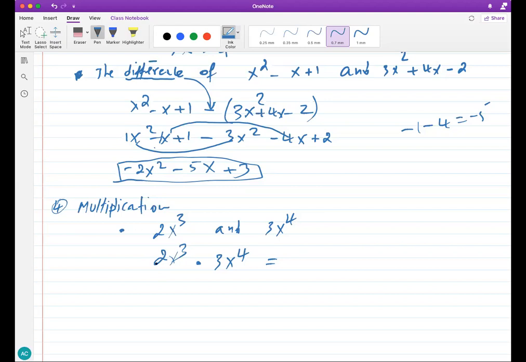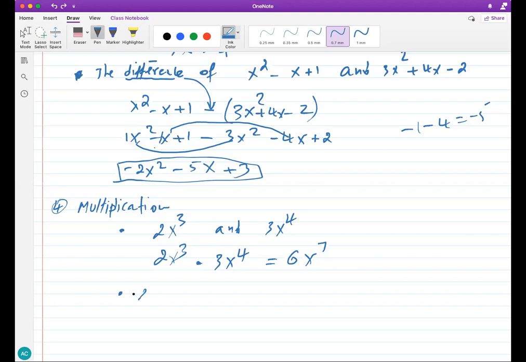6x to the 7th. That's right, times the coefficients, multiply them, that's 6. And we add the exponents, so we have 3 plus 4, which is 7. So pretty simple, that's what we did with the first rule of the properties of exponents. The easiest one is monomial times monomial, but sometimes it may be 2 terms and 2, or maybe 3 and 3. It's going to be, instead of one multiplication, either 3 or 4 or more of them.